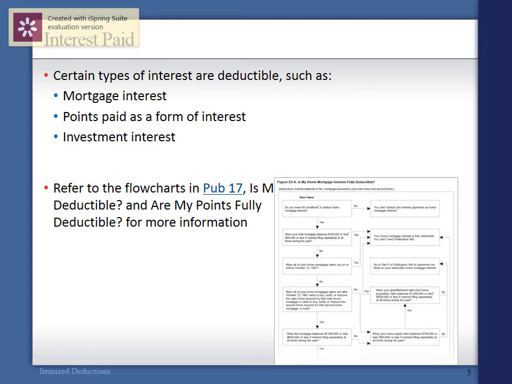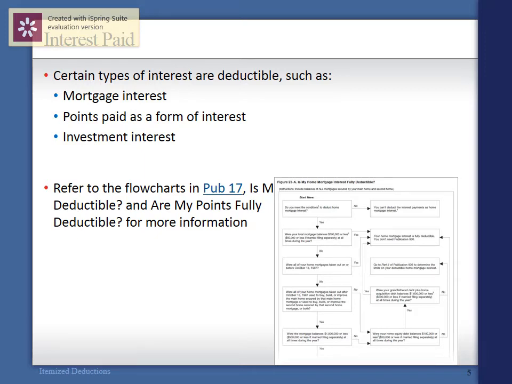You're also allowed to take a deduction for points that you paid as a form of interest, and points are paid at the point of purchase of a home in order to reduce the interest rate. You may pay some additional cash in that transaction in order to reduce your interest rate, which of course over the lifetime of the loan will help to reduce the amount of interest or finance that you are paying on that particular loan.